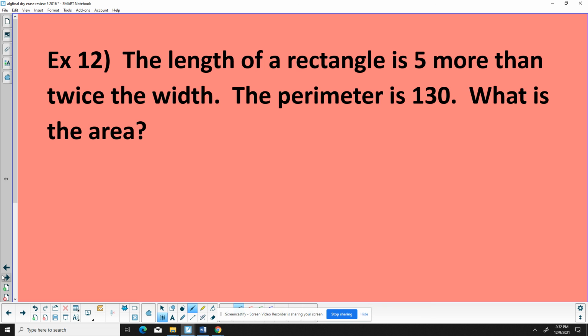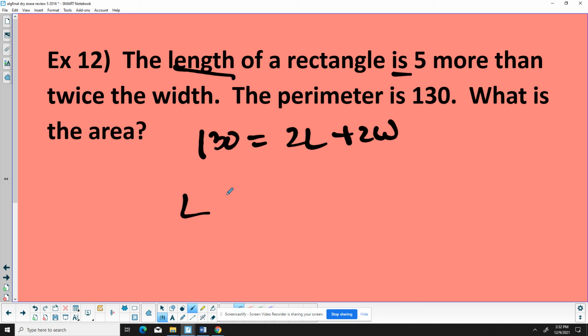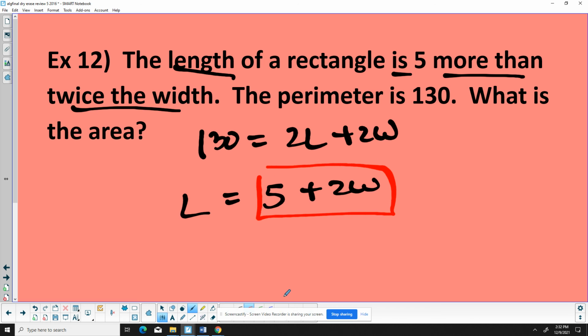The length of the rectangle is 5 more than the width. The perimeter is, so this is the perimeter formula one. So P equals 2L plus 2W, where P is 130. So I'm going to take the P out and put 130 there. And the other one comes straight from the words. The length is 5 more than, is plus, twice the width is 2W. This is set up nicely for substitution. So we'll put a box here and we're going to plug it right there.